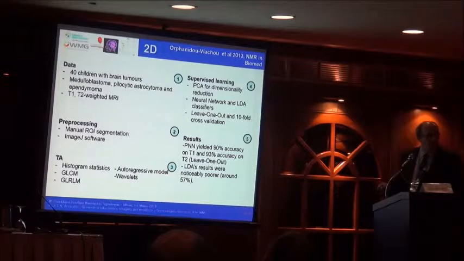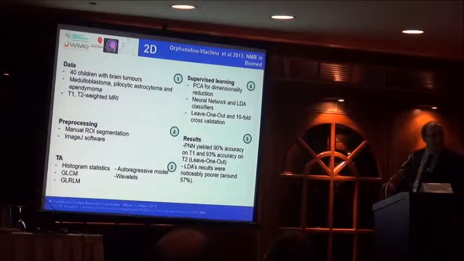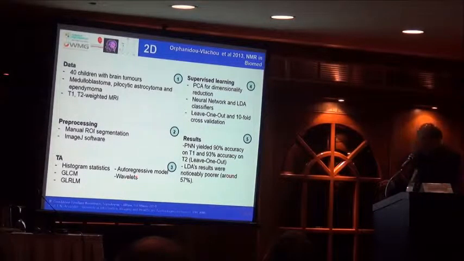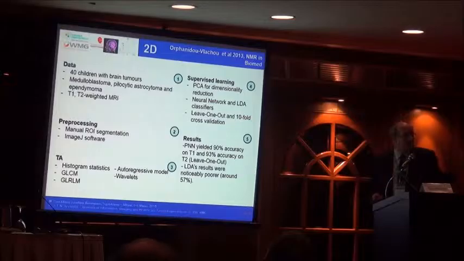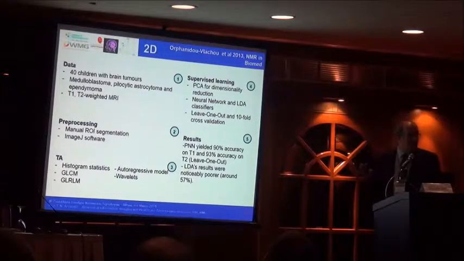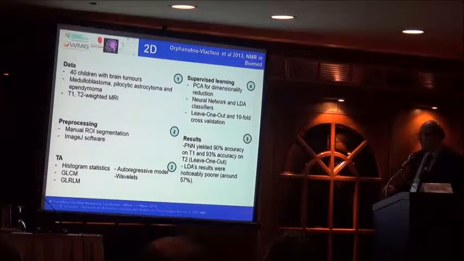And what is interesting, when you compare the results with radiology and the gold standard of histopathology after the surgery, 90% accuracy was the result of the texture analysis with the probabilistic neural network without us putting any information on the classifiers. Although the LDA at the time was a little bit poorer.